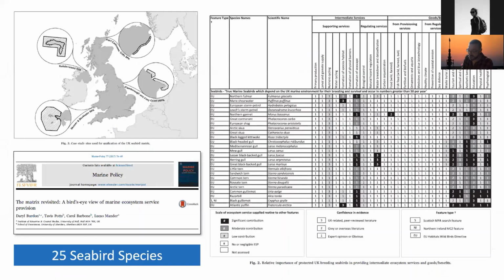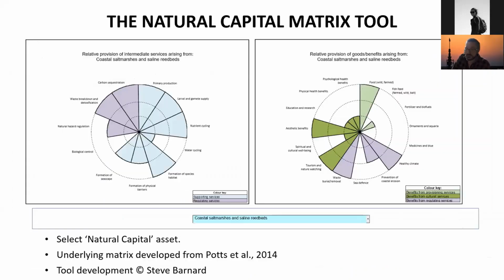We also realized that there was a gap in this work, and in 2017 Daryl Burdon and myself, Carol Barbone and Lucas Mander, produced a paper on plugging seabirds into this. We realized that we hadn't incorporated marine seabirds into this and understanding the services and the benefits that they provide. So we produced some work looking at that, again trying to get a baseline understanding of how individual species, quite challenging, contribute to a range of services and benefits.